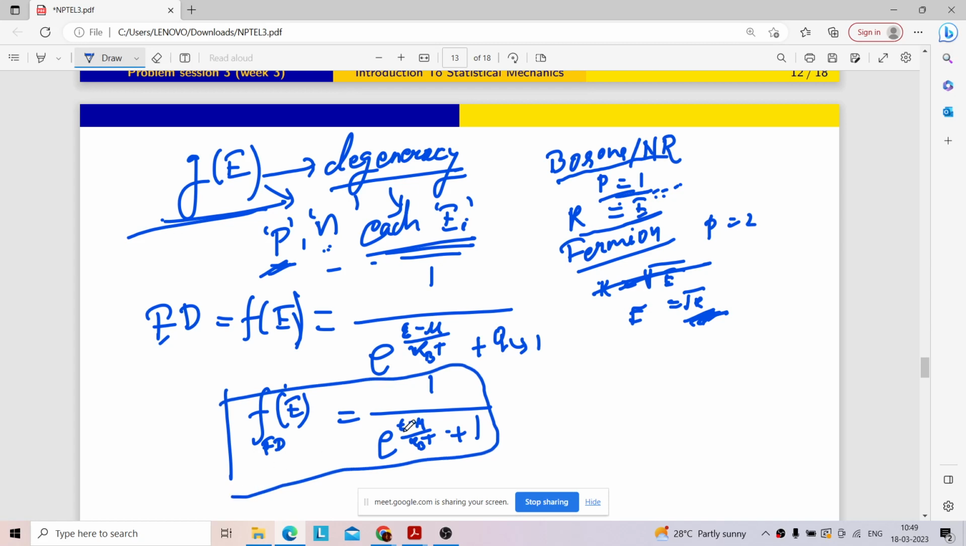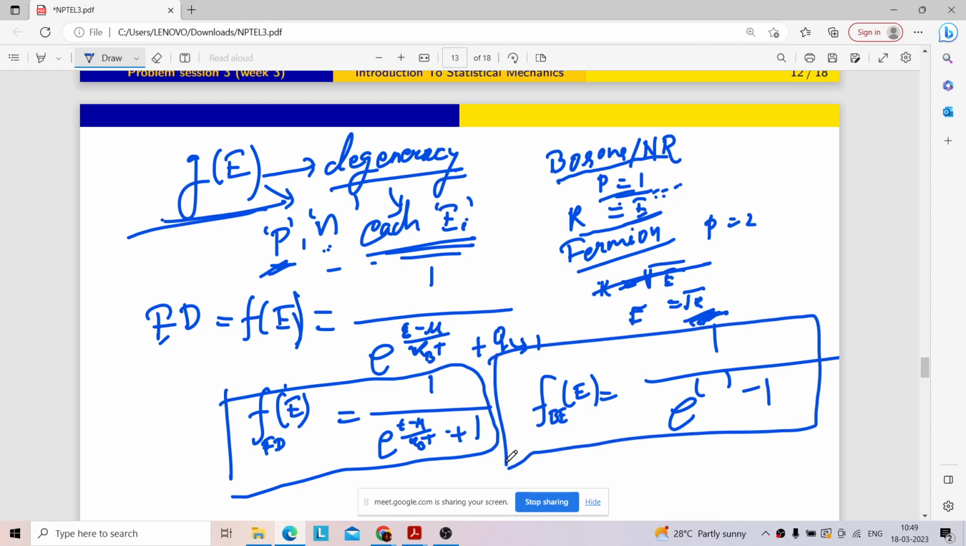For the Bose-Einstein distribution, I'll have this as 1 over e to the power of this factor minus 1. So this is for the Bose-Einstein distribution.